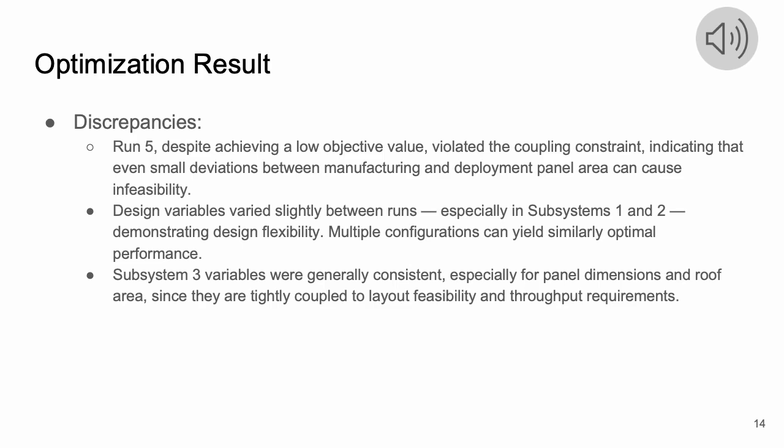Across the board, subsystem 1 and 2 show slight variation in design variables, which actually demonstrates the flexibility of the system. It means multiple design paths can achieve similar optimal performance. In contrast, subsystem 3 variables remain more constant, particularly panel size and roof dimension. This makes sense since these values are tightly constrained by layout feasibility and throughput requirements.